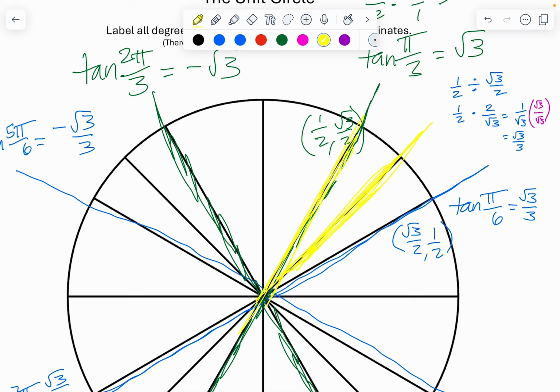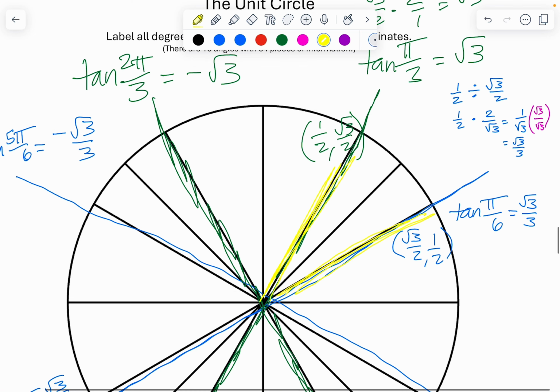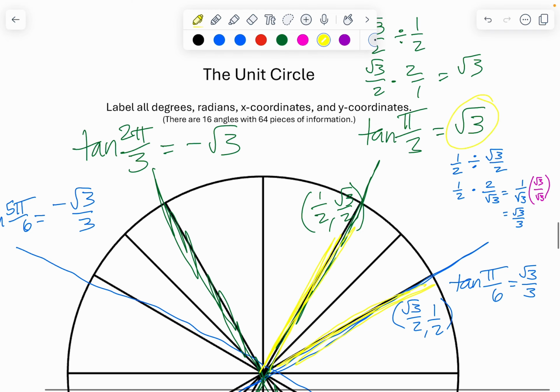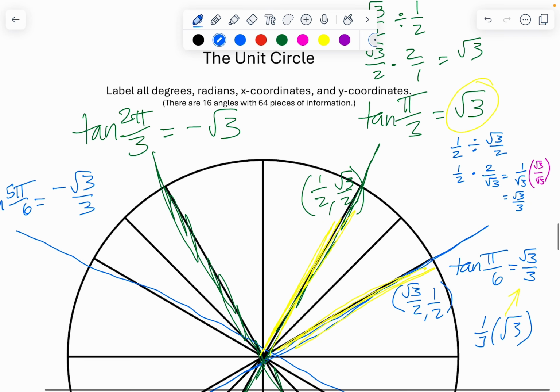Okay, well, it's more steep. But that doesn't help me a whole lot if I'm comparing these two. Which is going to be a bigger value, root 3 or 1/3 of root 3? Does that make sense? You could think of this as 1/3 of root 3. Well, root 3 is bigger, root 3 is steeper than 1/3 of root 3, and that's how we know which of those go with which.